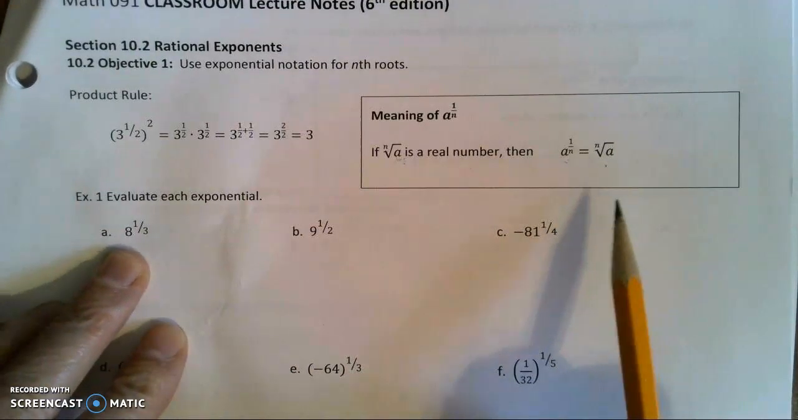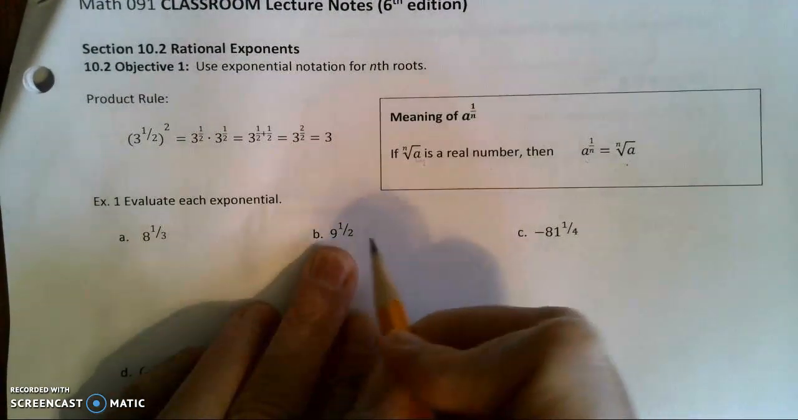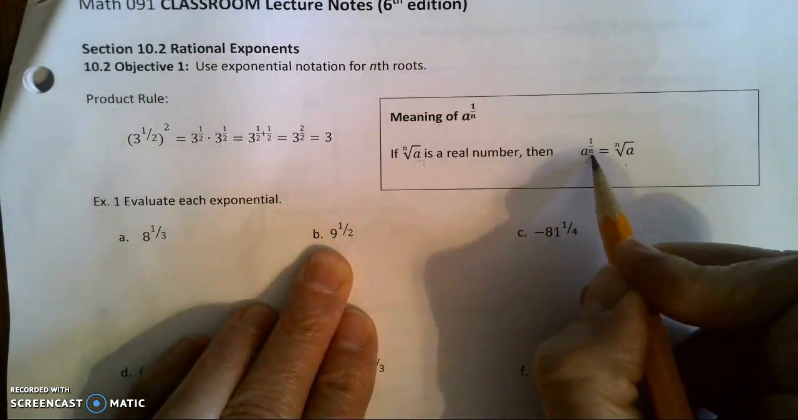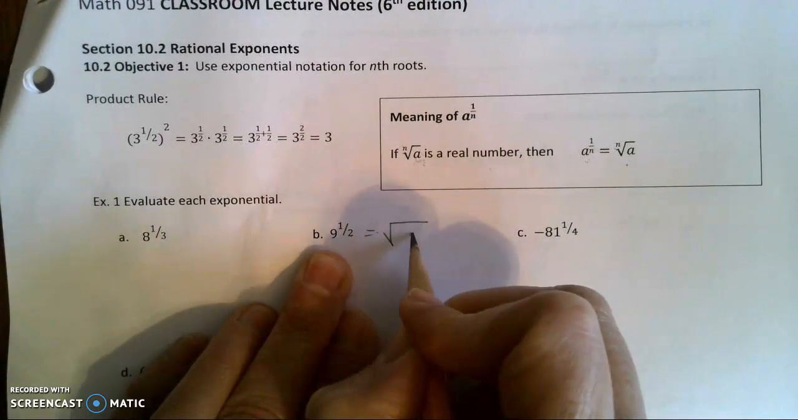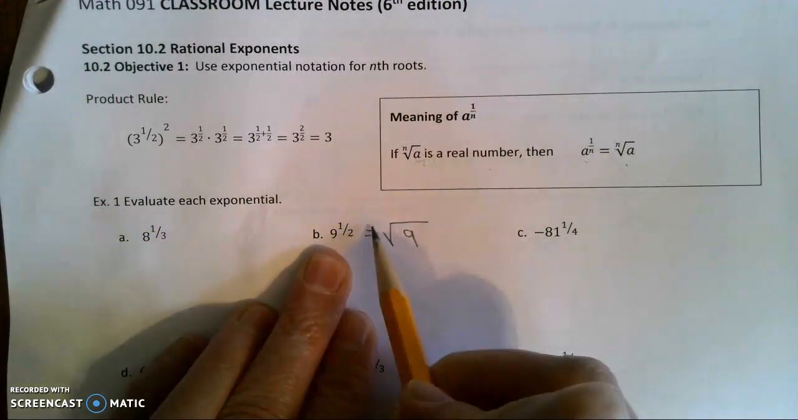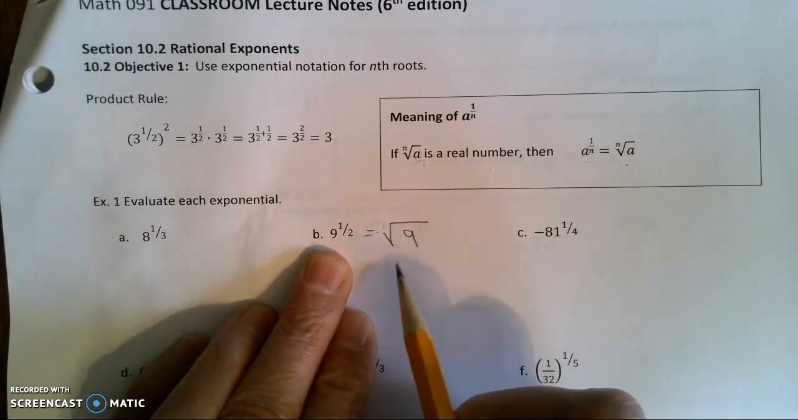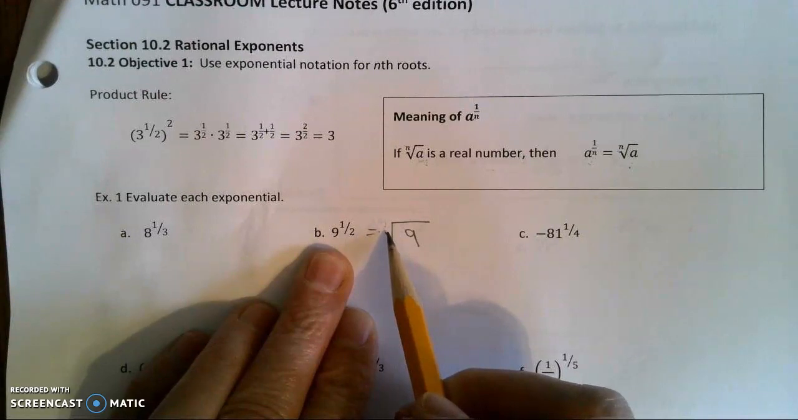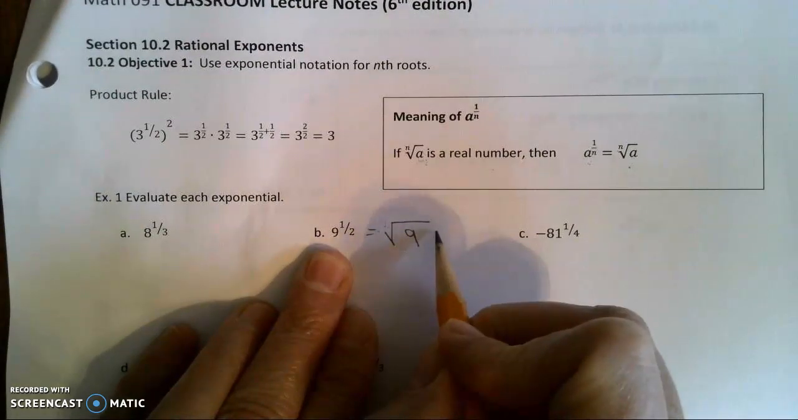So here's the first one. Actually, I'm going to start with this one. The index is 2, so this is the square root of 9. If it's a square root, we can either put a 2 there, or if we don't put a 2 there and there's no number, we just identify it to be a 2, a square root. Either way, the square root of 9 we know is equal to 3.